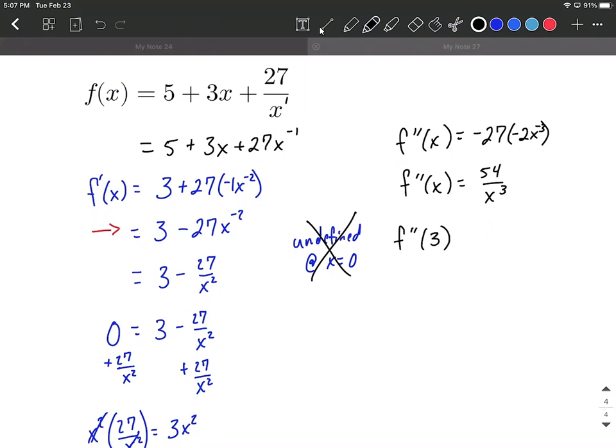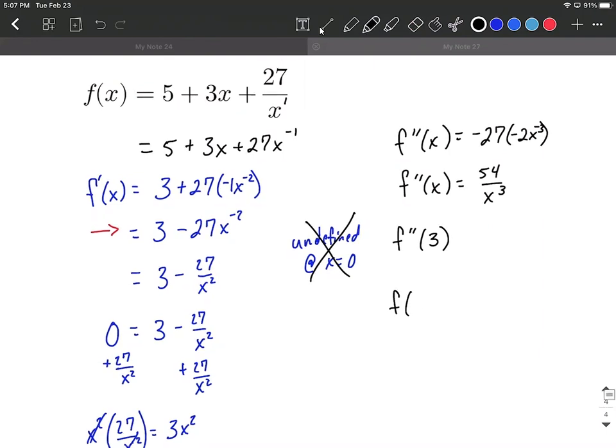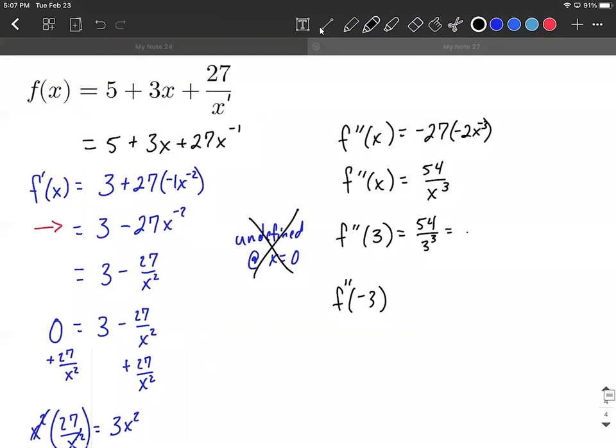All right, our other values that we do need to test were when the derivative equaled 0, so that was positive 3 and negative 3. So f double prime of positive 3, f double prime of negative 3. So we have 54 over positive 3 cubed. What we really care about is that this is going to turn out being positive. And then when we plug in 54 over negative 3 quantity cubed, that's going to be negative.